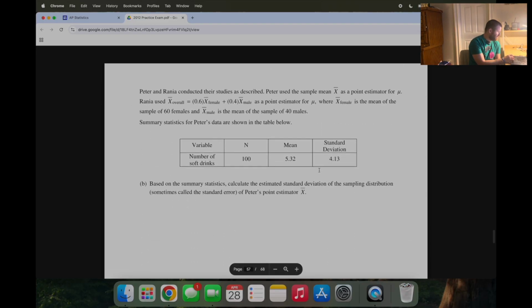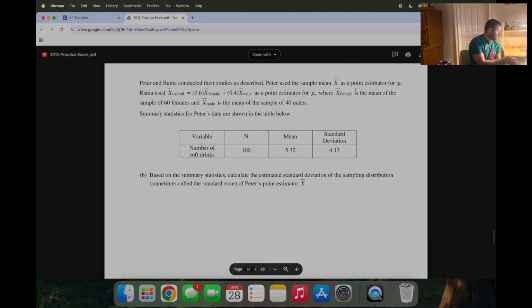Now, if we scroll down here, we get to part B, and it looks like this is Peter's mean, I believe. Yep. And it looks like Peter just did divide by n. And then Rania is going to do a weighted average because their sample was female and male, and it was a different percentage. Part B here is just calculate the standard error. That's just your standard deviation divided by the square root of n. So in this case, it's 4.13 over the square root of 100, or 0.413.